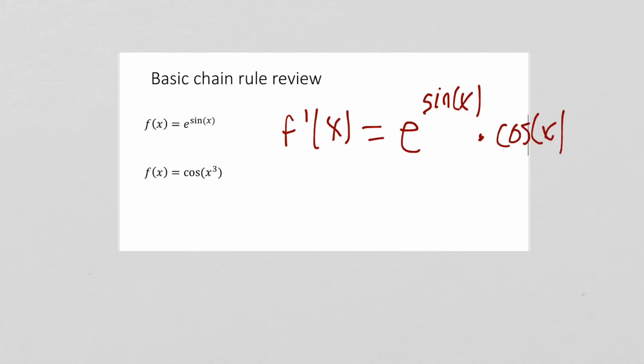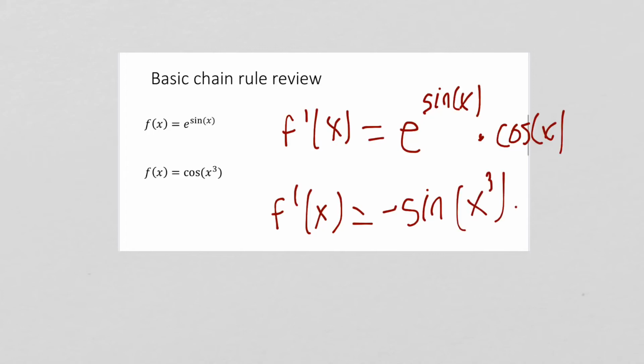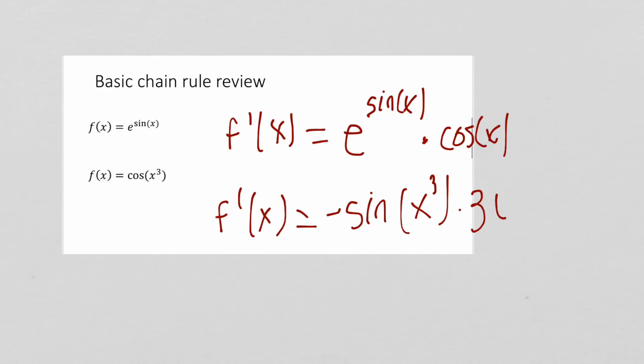Okay, so for this next one, f prime, okay, x cubed is plugged into cosine x, so x cubed is the inside function. We do the derivative of the outside function first. Derivative of cosine x is negative sine, and then leave the inside alone, and then now multiply by the derivative of the inside, which is 3x squared.